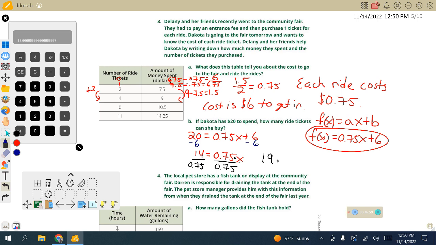All right, so let's think about this. Every ride is 75 cents, right? Just humor me. What's 19 rides times 0.75? It helps if I type it in right. 19 times 0.75, is that more or less than $14? Do I have enough money for that? So where are we actually rounding that one to?